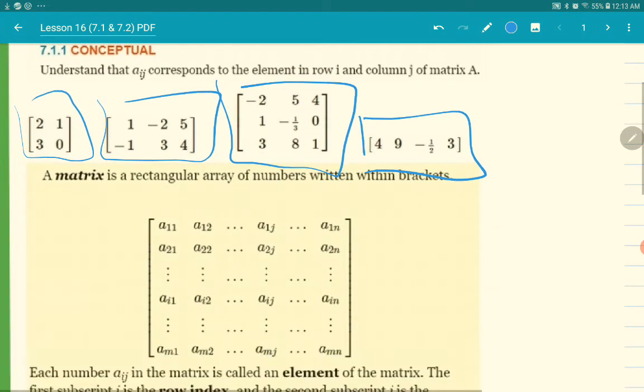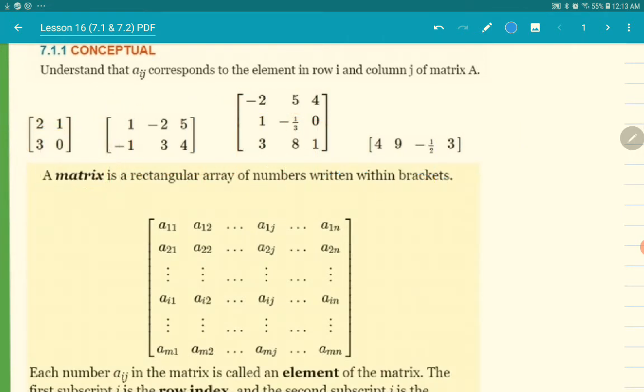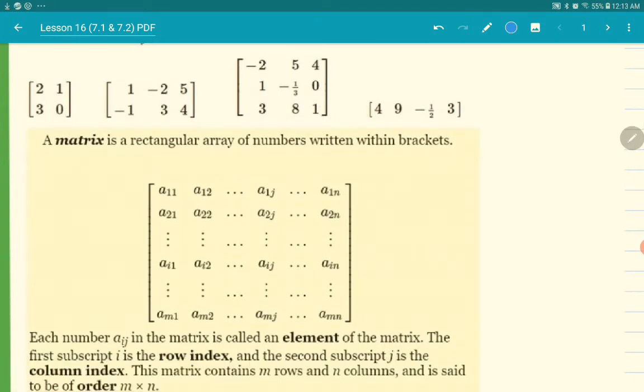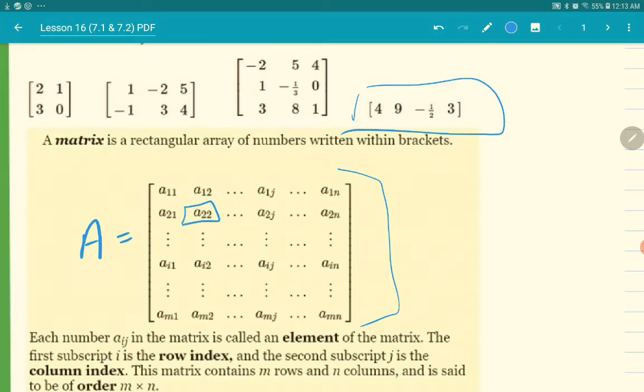So, very important: a matrix is a rectangular array of numbers written within brackets. Here are my 4 specific examples, and here's a general one. If this is matrix A, we use the capital letter to say the whole matrix. Each element is a little lowercase a, and the numbers here are row and column. So this one says row 1, column 2.